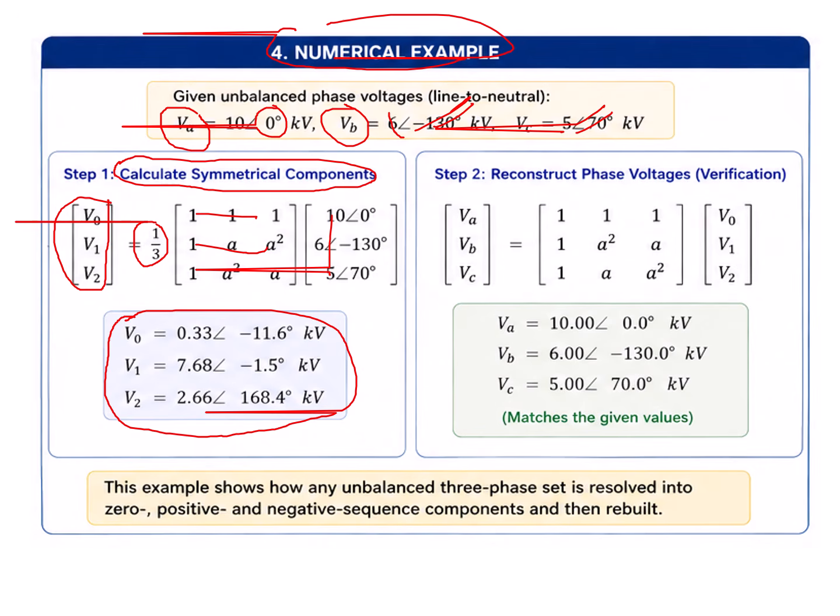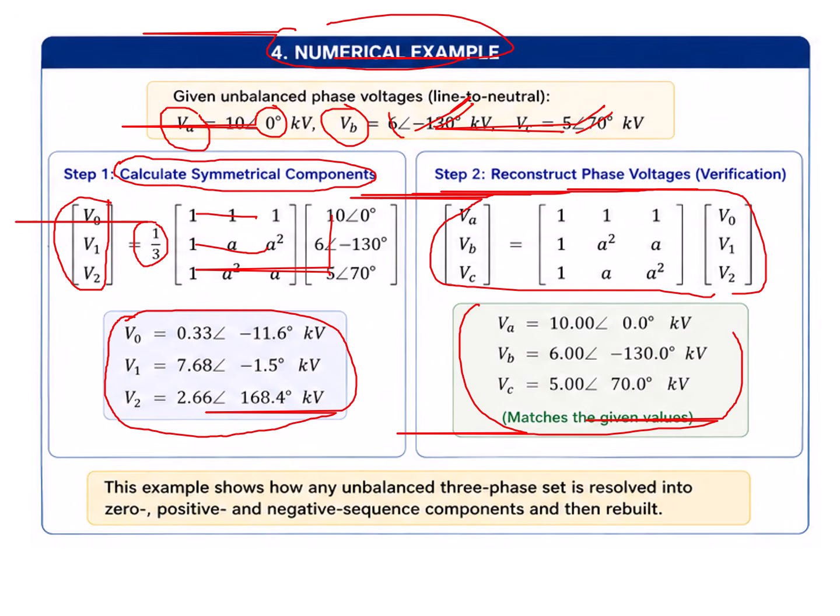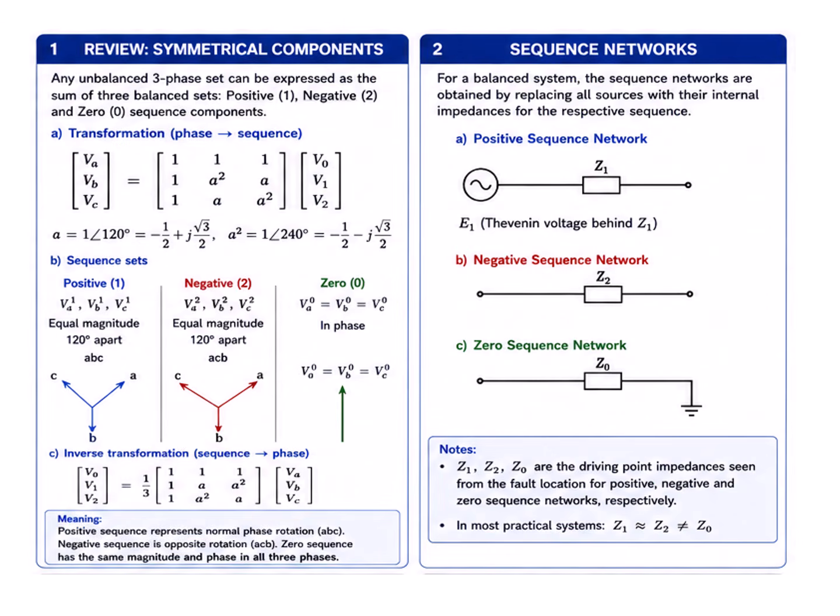So we can reconstruct by applying this equation again. This equation can be used to reconstruct the original signal, and if we use this and do the calculation, it will become the three-phase unbalanced system again. This example shows how any unbalanced three-phase set is resolved into zero, positive and negative sequence components, and then we can rebuild it to get the original unbalanced set. And we carry out the review of these components.